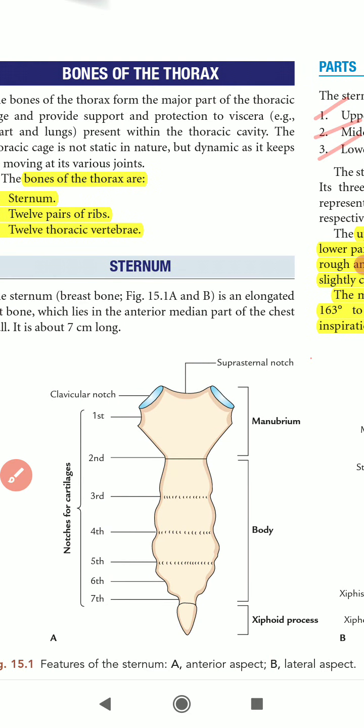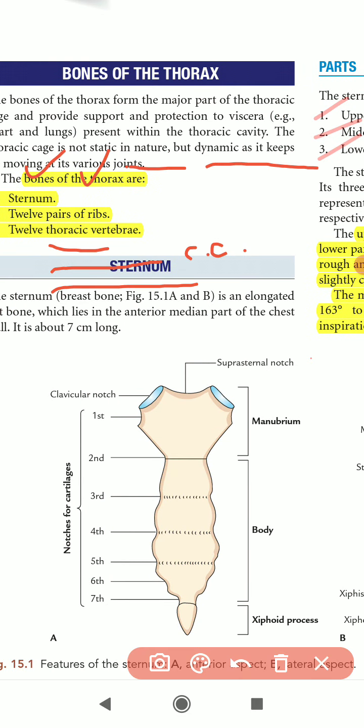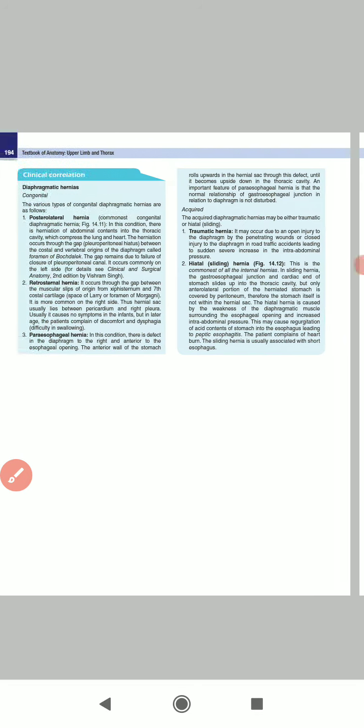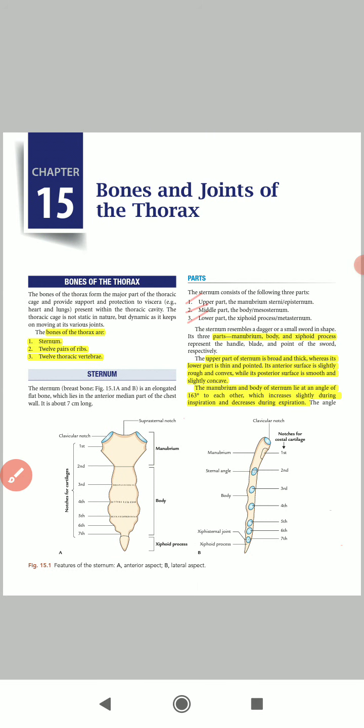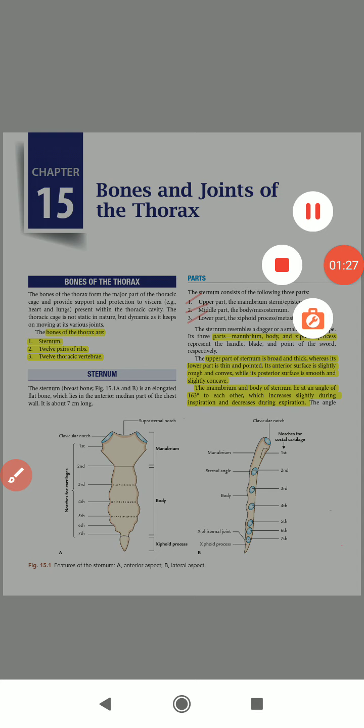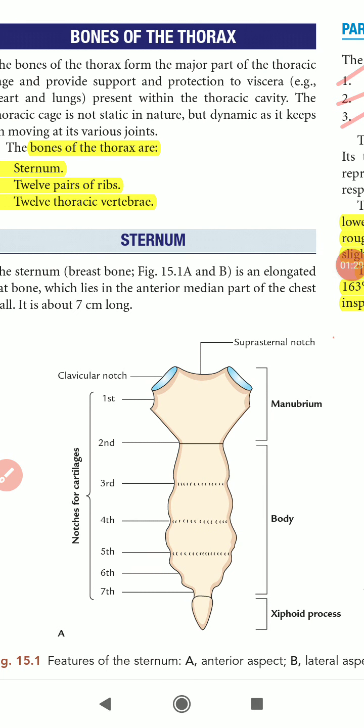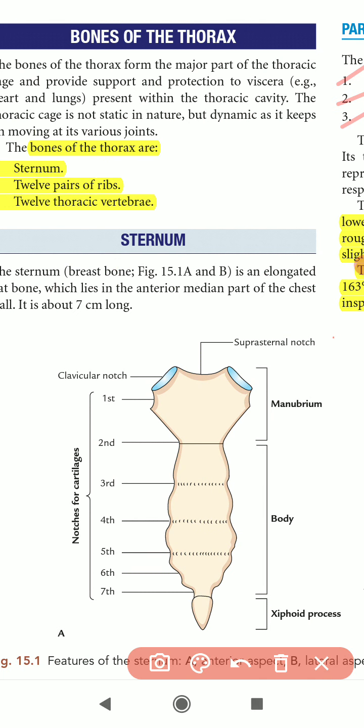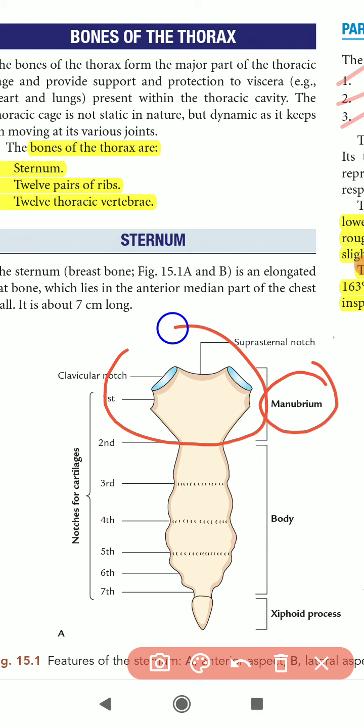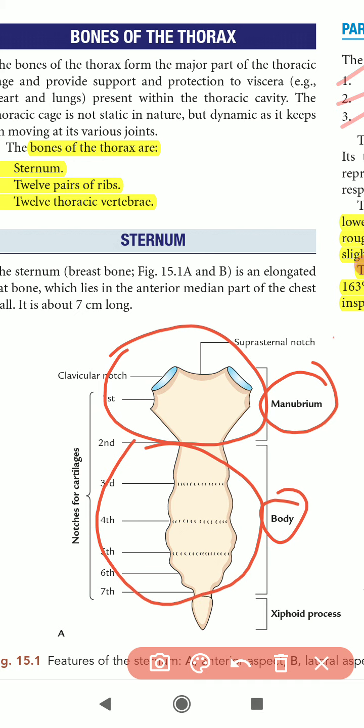Now let's see, this is the sternum. You can see this is the picture of a sternum. The sternum has three parts. The upper part is known as manubrium sterni. This is manubrium sterni, and the middle part is known as the body of the sternum. This is the body, and the smaller triangular projection at the lower end is known as the xiphoid process.